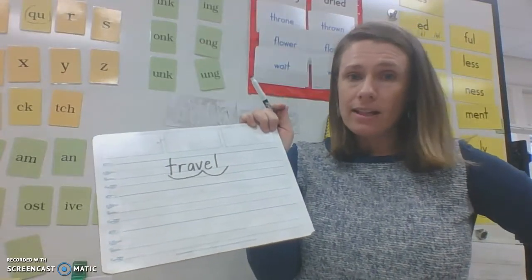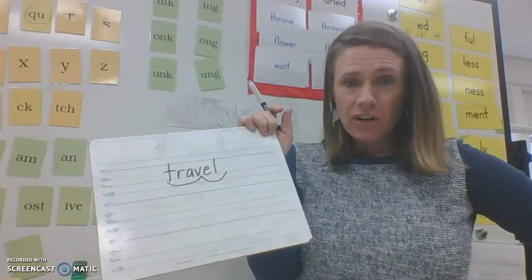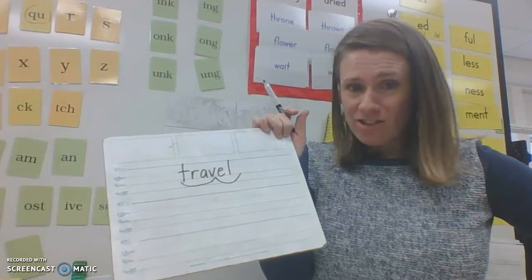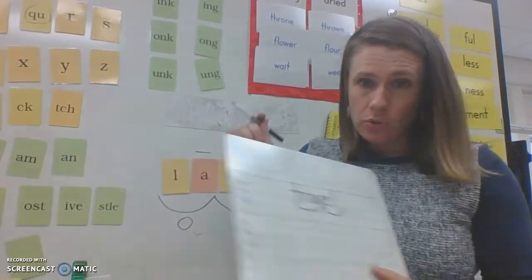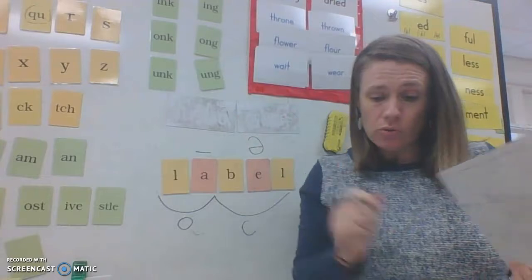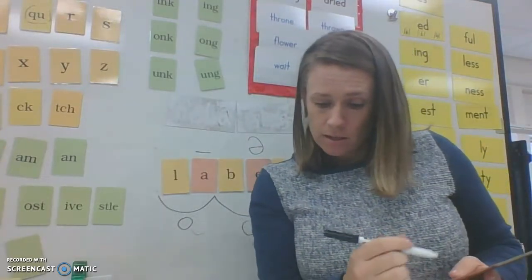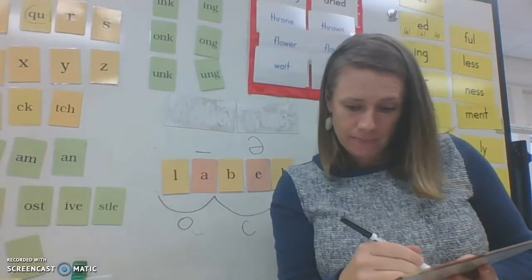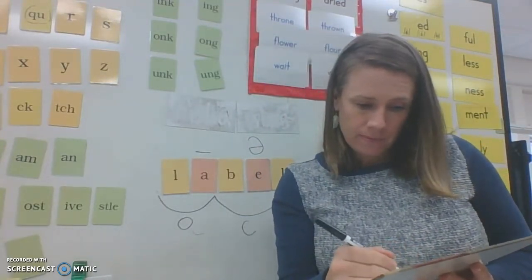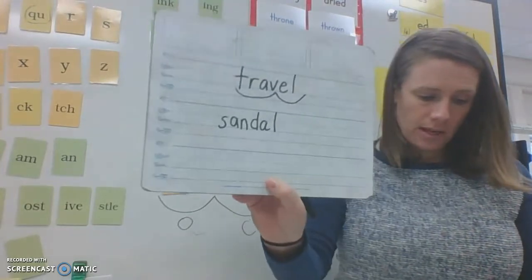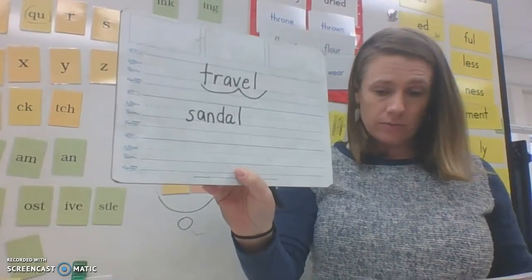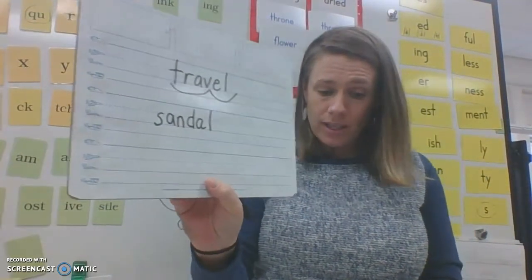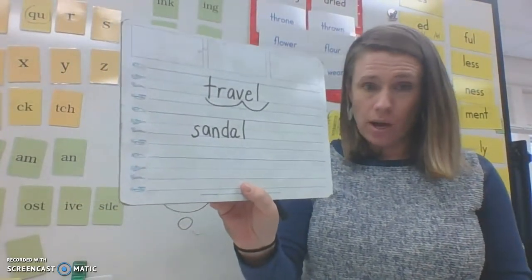I'm going to travel to another continent. We don't usually say travel, we say travel. So that's what we call the schwa. The schwa sometimes changes it or makes it so you don't really hear it. Look at this one. What does this word say? Sandal. Again, we don't really hear that A because it's the schwa sound.